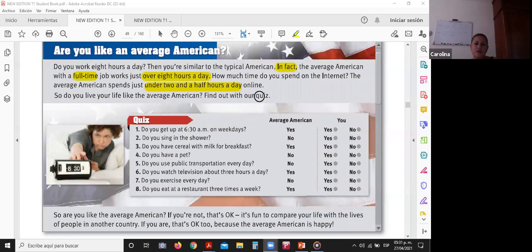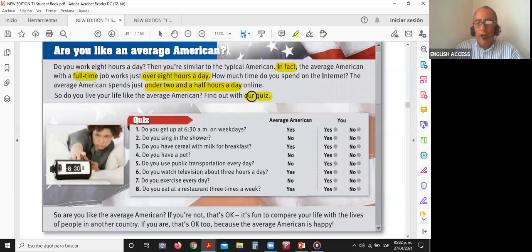Quiz. Our quiz. Our is a possessive adjective, remember? My, I, my. You, your, he, his. She, her. We, our class, our friend, our quiz, our questionnaire. This is the questionnaire. Our quiz. Quiz means like an exam. This is the exam right here. These questions are the exam, the quiz.